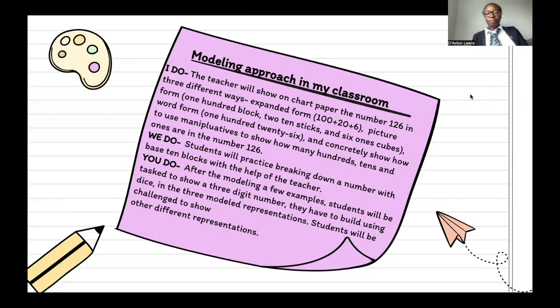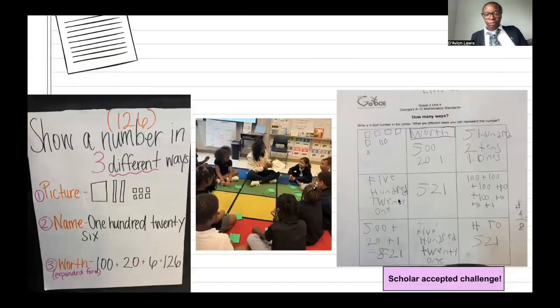For the you do, after modeling a few examples, the students were tasked to show a three-digit number they built using the dice and three model representations. Some students took the challenge to show more than one representation of that number.